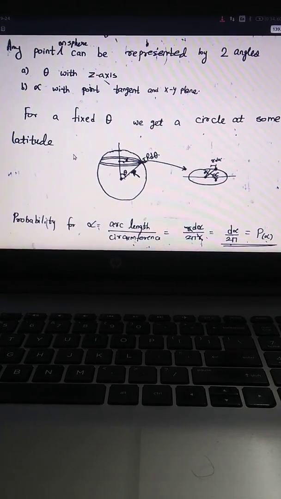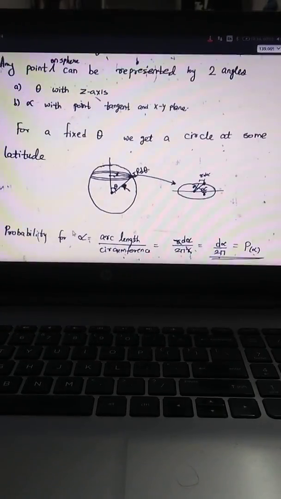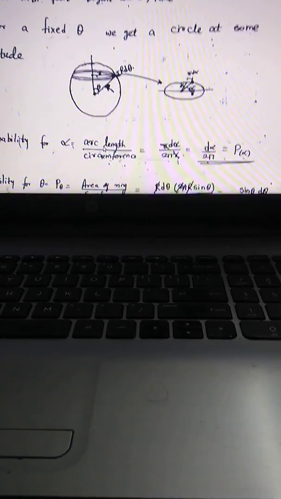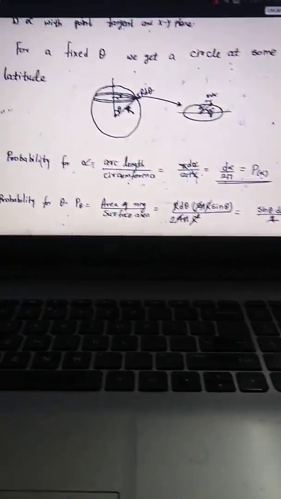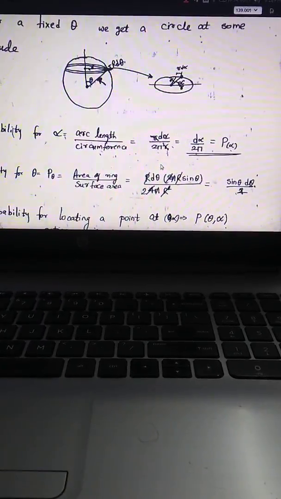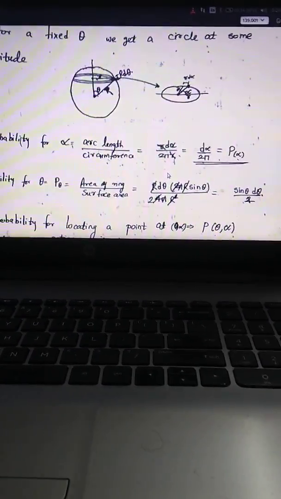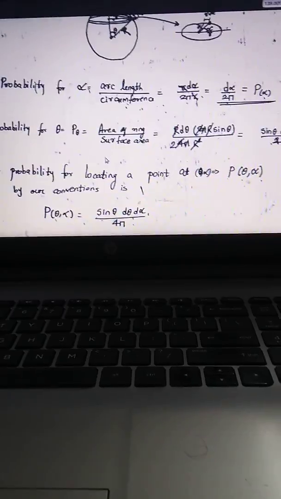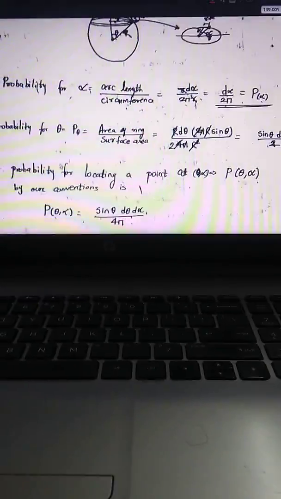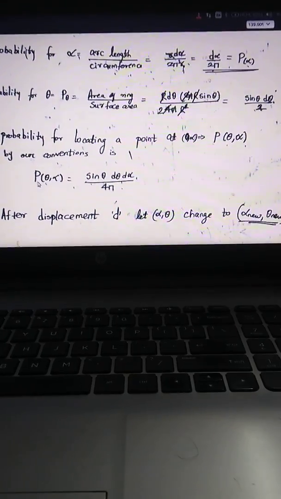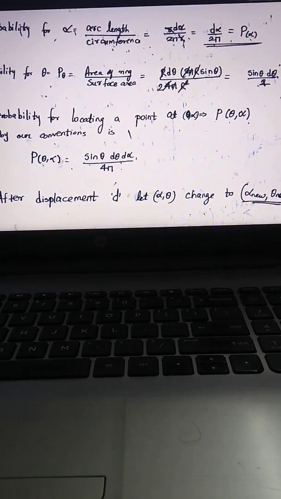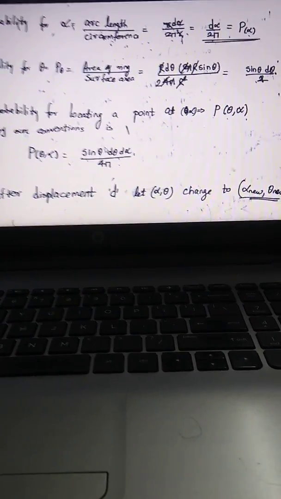So for that, the probability of alpha can be easily found by arc length divided by circumference. I inputted the values and found it. The probability of theta can be found by the area of the ring divided by the surface area. I inputted the values and cancelled out the common variables and got sin theta d theta by 2. As both of these probabilities are independent of each other, if I multiply them together I get the total required probability. As we did in the first question, instead of x and y I just have theta and alpha, so I use the same concept and multiply these two quantities together to get the final probability.